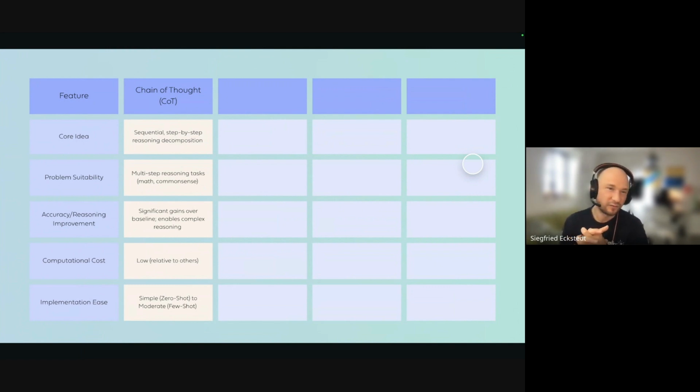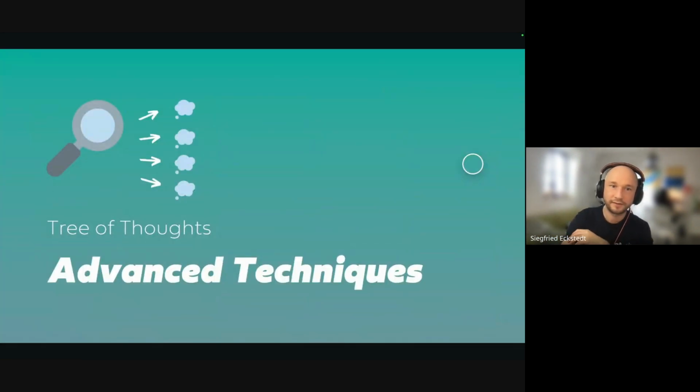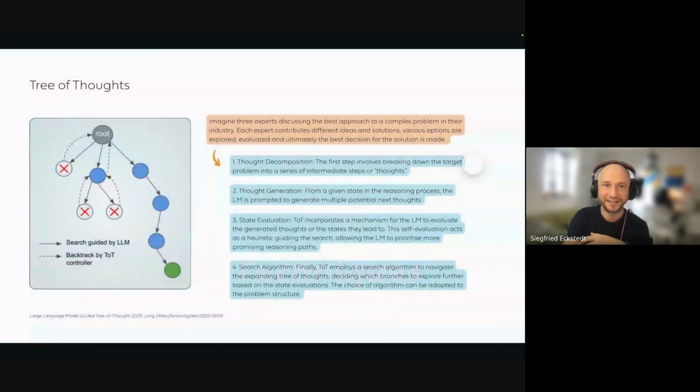And in terms of implementation, you need the shots, few shots, or even if you don't have examples, zero shots, you can create them with the let's think step by step template phrase. All right, let's move on. Tree of thoughts. I find this is one of the most exciting sounding methods, so let's dive into it.